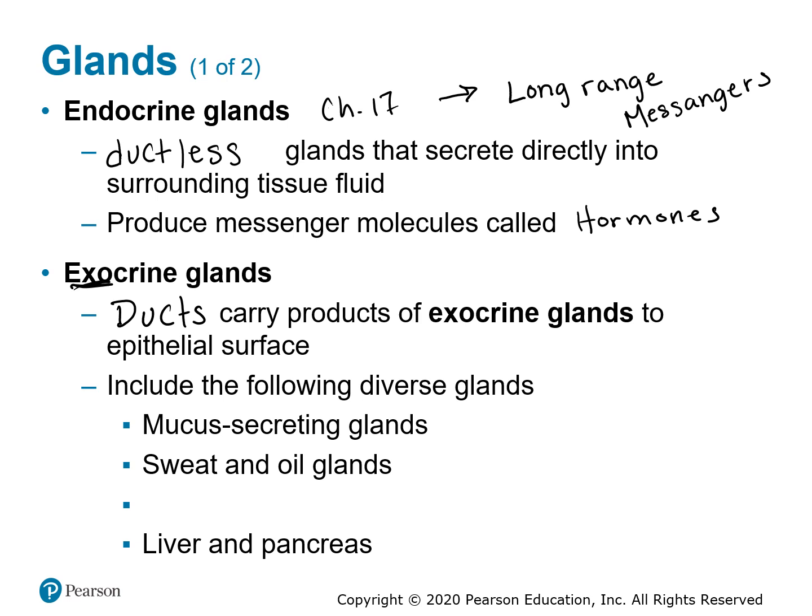Some of the glands that we talk about that are exocrine glands, we have mucus secreting glands, we have sweat and oil glands. There's another type of gland. Can anyone think of that gland? The one in your mouth, right? Yeah, the salivary glands in your mouth.